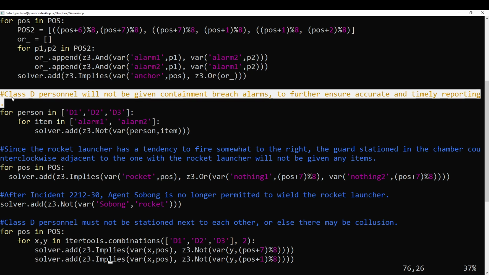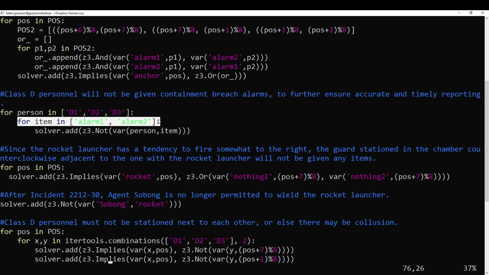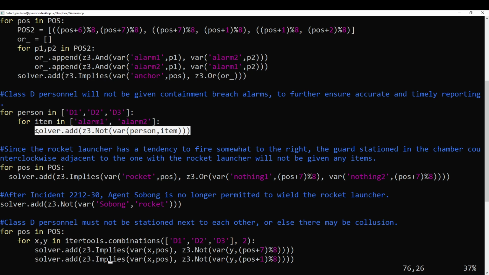Okay, this one's easier. It just says class D people cannot get alarms. So for each of the class D people, and for each of the alarms, say that can't happen, right? So that rule must actually be false.